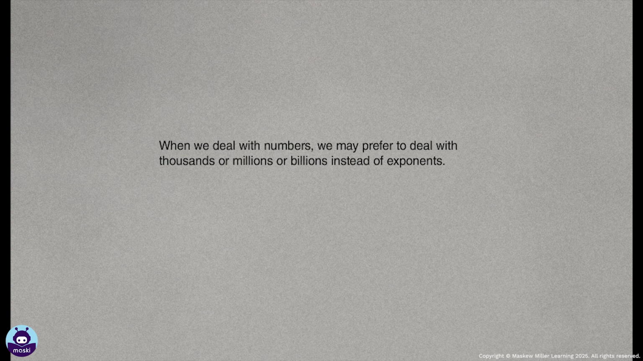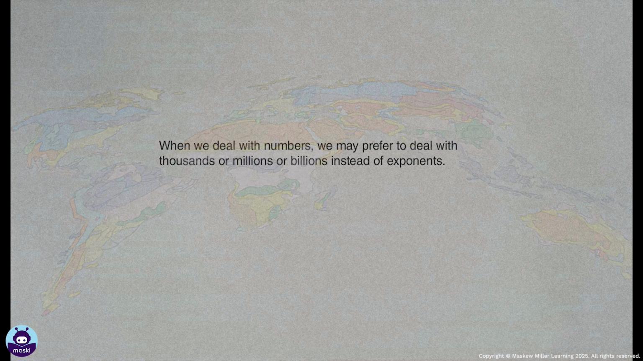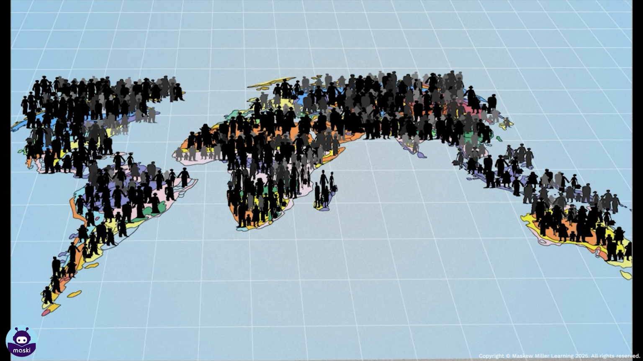When we deal with numbers, we may prefer to deal with thousands, or millions, or billions instead of exponents. For example, the approximate world population is 7,000,000,000, which is written as 7 billion. This is 7 followed by 9 zeros.